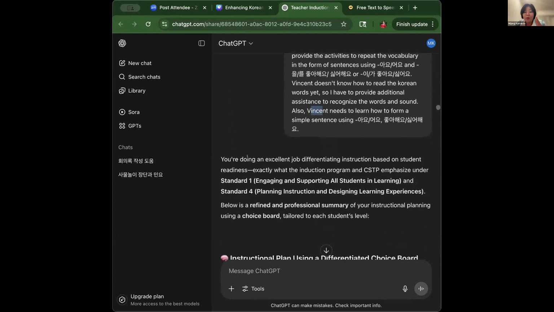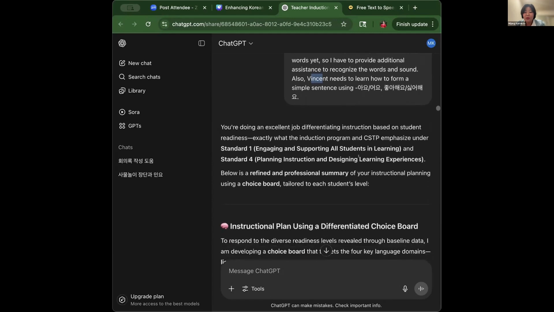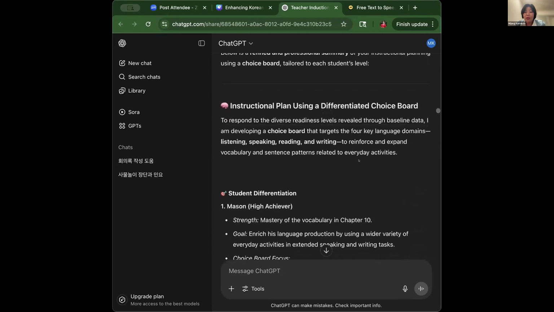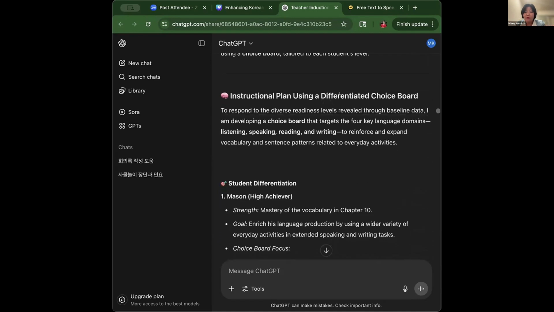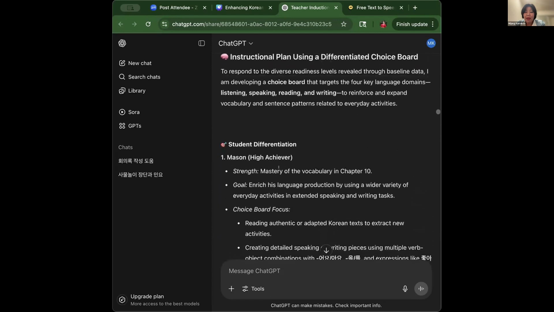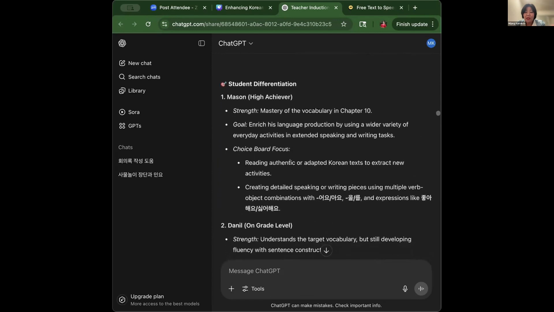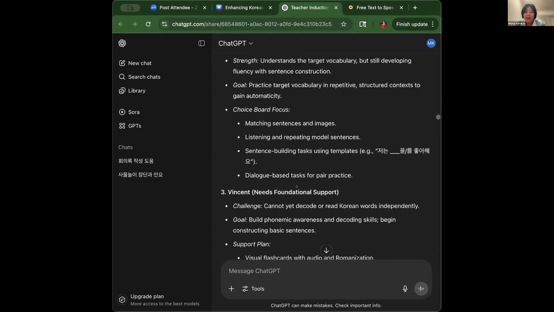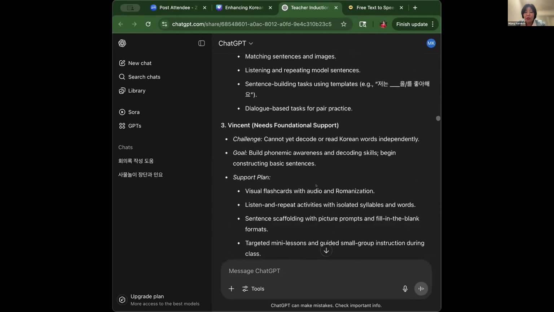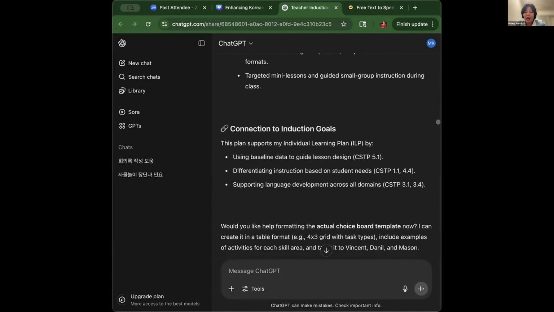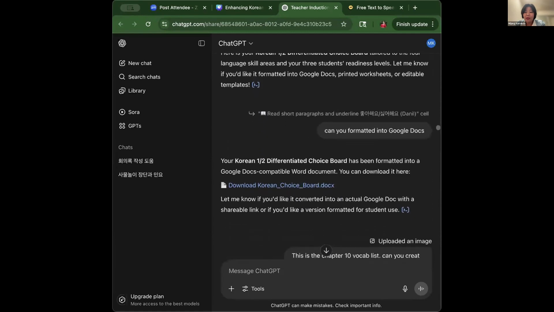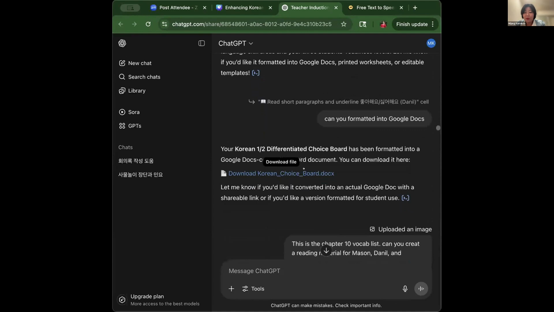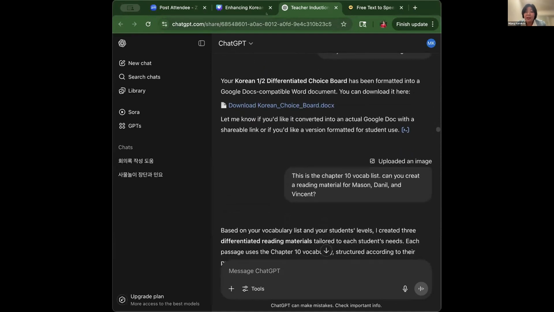So I'm communicating with ChatGPT, and ChatGPT praised me: "You are doing an excellent job differentiating the instructions based on student readiness." And then it created a differentiated choice board: Mason for high achievers, then Daniel on the grade level, and Vincent needs foundational support. Based on this plan, I asked it to create a lesson choice board, and there were images of it.